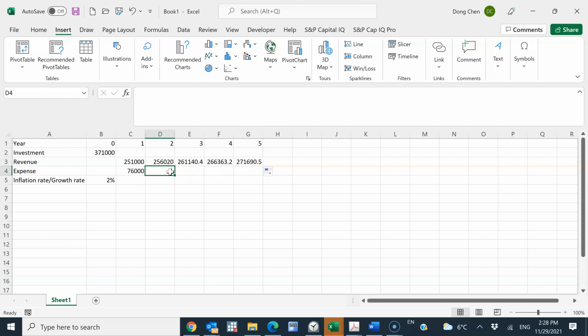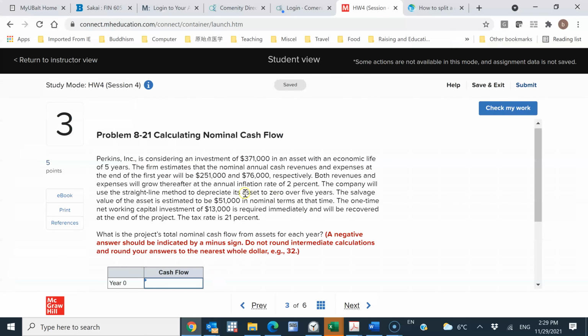And we can do a similar thing for the expense. Year 2's expense will be year 1's expense times 1 plus this growth rate. Again, I want to fix the cell value for the growth rate because I want to extend this to all other years. So now I'm done with this part of the input from the setup.